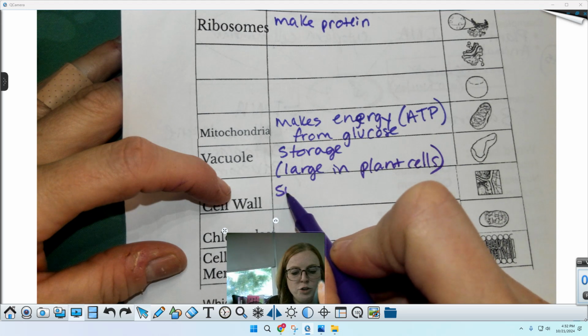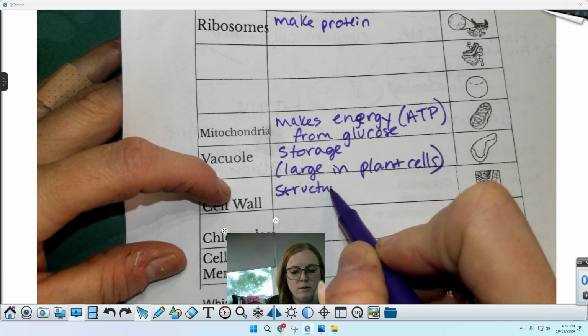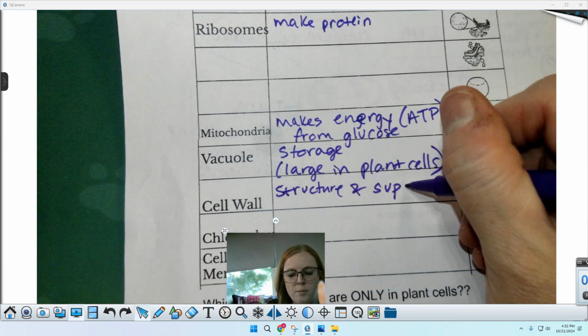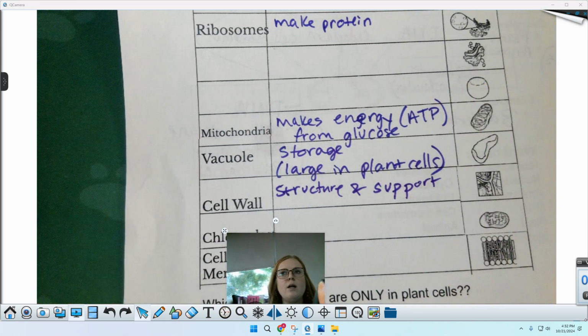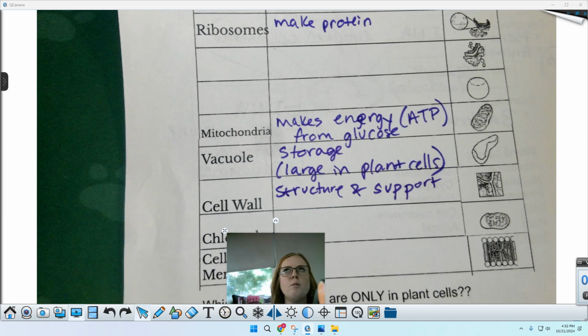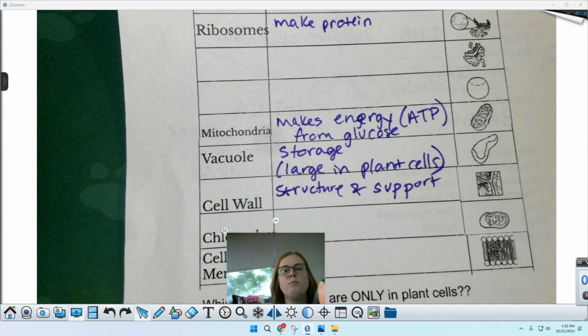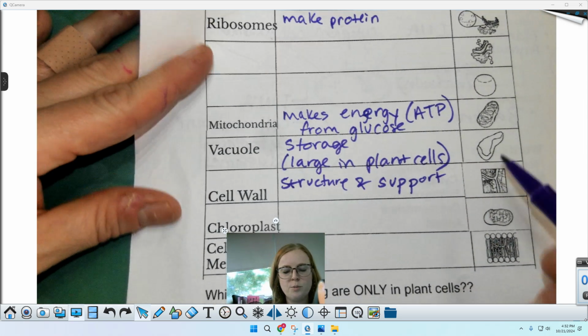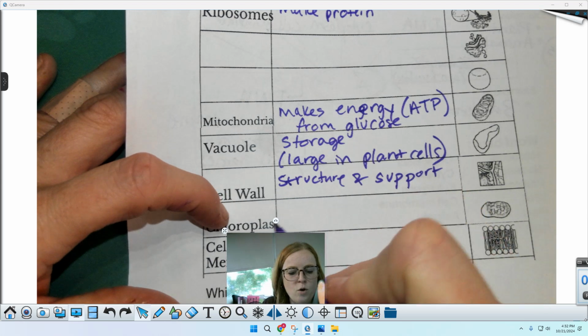Cell wall is involved with structure and support. It's going to help provide structure to the plant cell. It's going to be stronger. Animal cells don't have it. They're more fluid. Animals move more than plants. And plants don't have things like bones, so they're going to need structure and support in a different way.